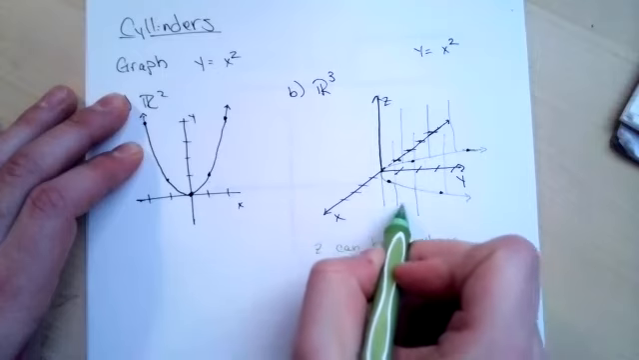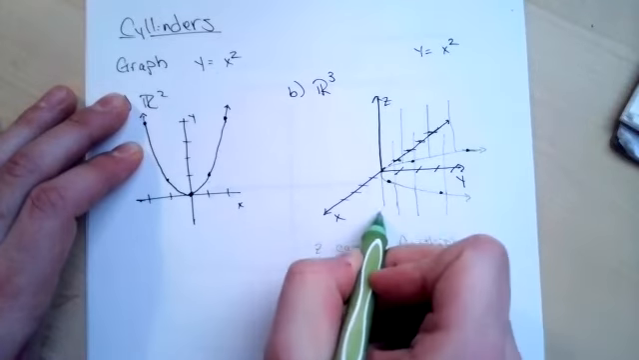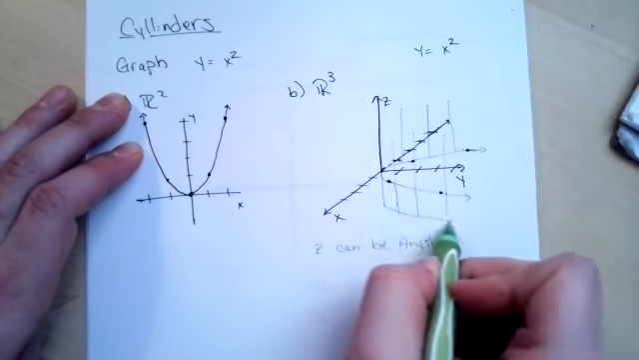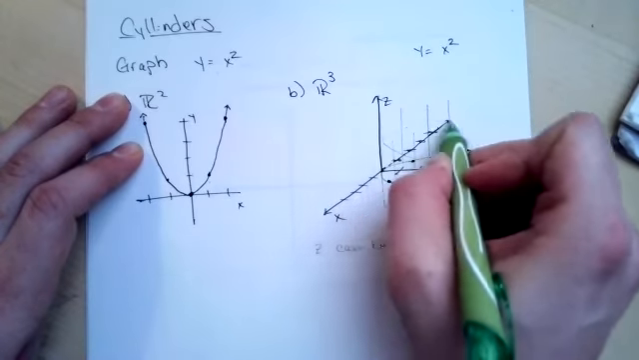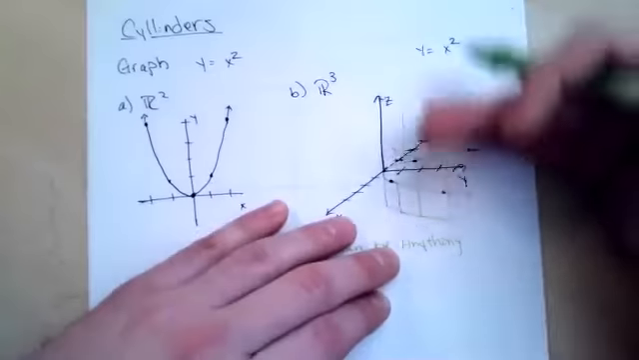So this whole shape is going to look like these parabolas that are now extruded up and down.